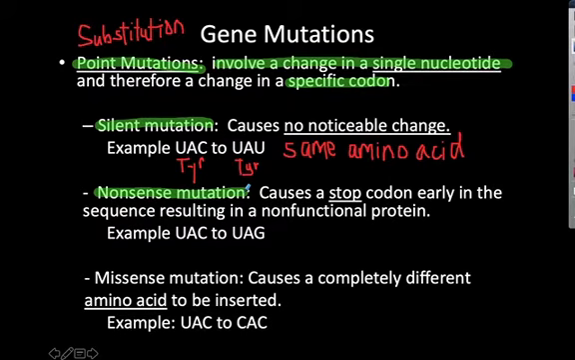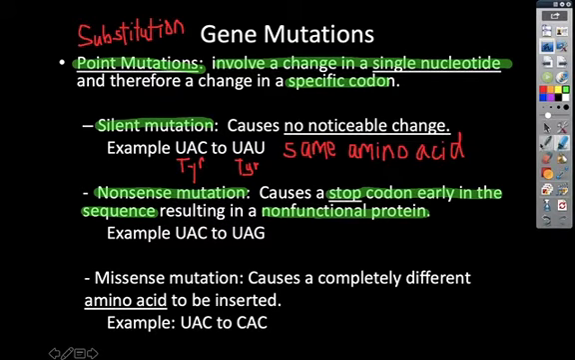And what happens in a nonsense mutation is it causes a stop codon early in the sequence. So basically, if it causes there to be a stop codon in the middle of your sequence, that's going to make your protein non-functional, because it's going to stop adding the amino acids before the protein's made. And I always say that it makes no sense to have a stop codon early. So let's look at how that would work out.